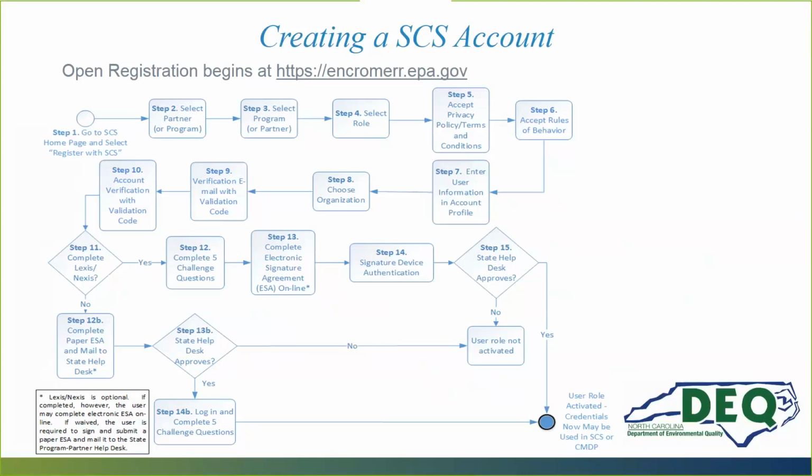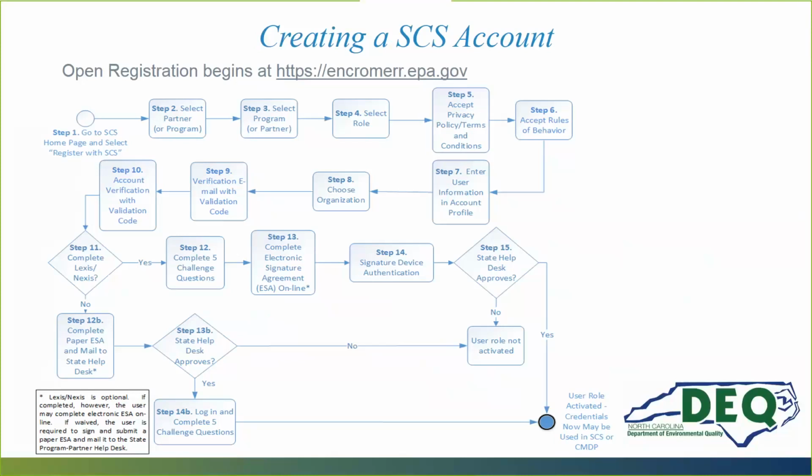So you should have the option to be able to do this electronic signature agreement online, but if you have issues with that, also just give us a call. We've had some people that just, for whatever reason, haven't been able to do this step electronically, and we can walk you through how to print out the form and send it to us, and once we get the form, we can just go in and manually give you the approval once we get a hard copy of your form.